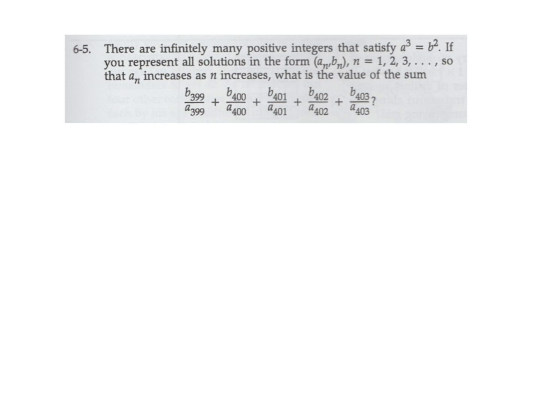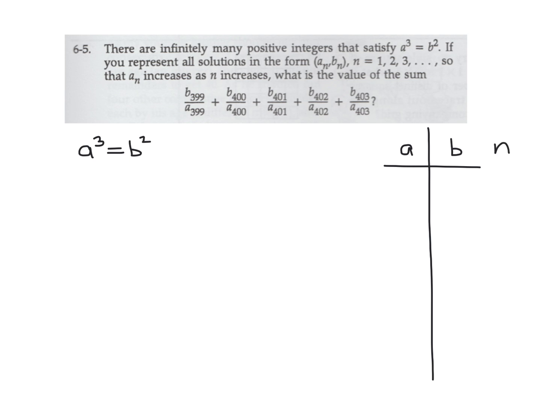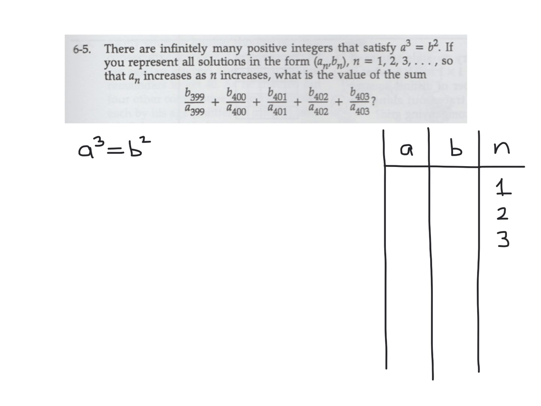Okay, so first we will concentrate on this equation. So they're basically saying that you have an a and a b, and they satisfy this equation. And when they do, we will label that as the first one. You got it? And then you'll eventually have the second pair, and then the third pair, and then the fourth pair, and so on down.